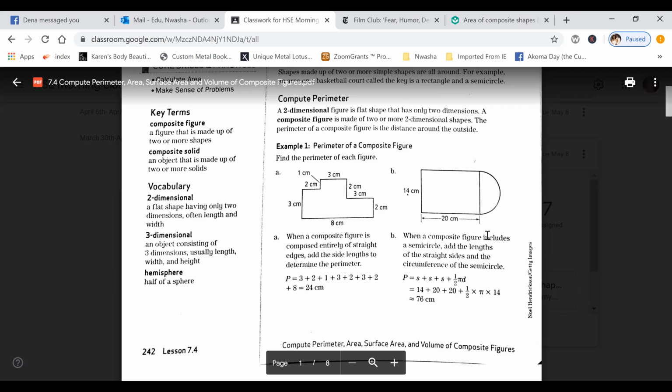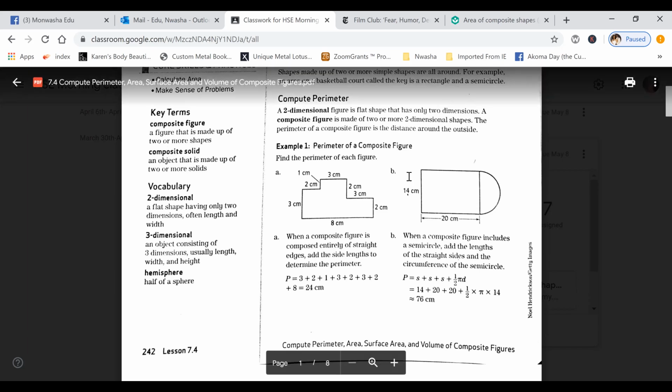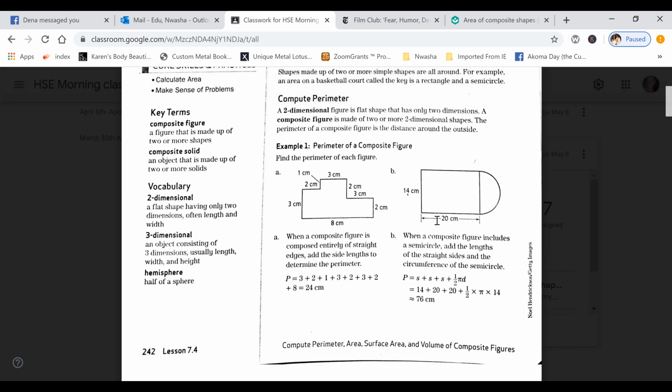In this figure though, there's a semicircle. So when the composite figure includes a semicircle, you add the lengths of the straight sides and the circumference of the semicircle. So what you're thinking about is that you want to go around the border still, because you're talking about perimeter. So this is what we were saying could be a half court, or it could be a swimming pool or a table or something like that where you have a semicircle.